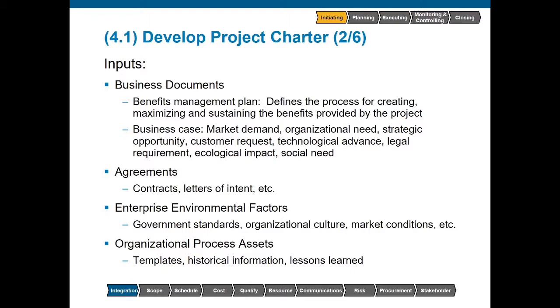The enterprise environmental factors that we may consider, among others, could be government standards, organizational culture, and market conditions. Some organizational process assets could include templates, such as for a project charter, historical information if we have a past similar project, and maybe any lessons learned.